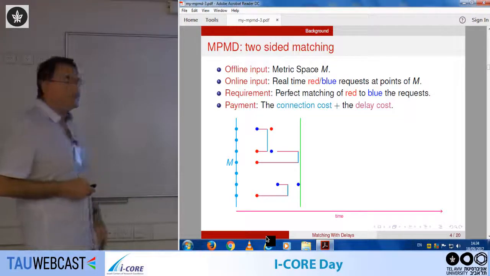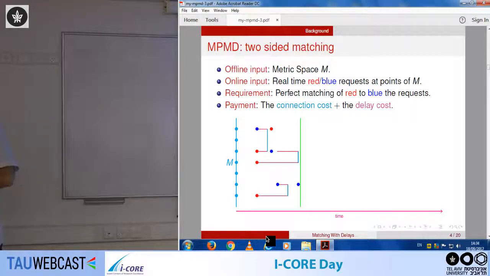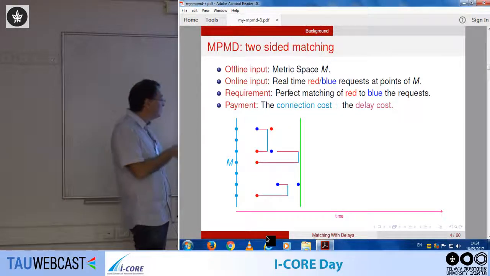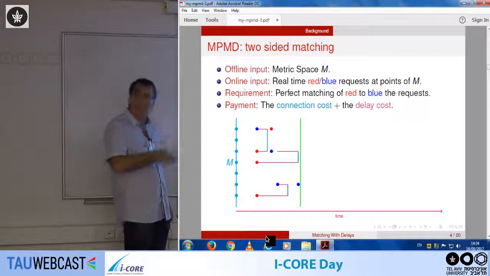So here the real picture should be three-dimensional, right? Because the metric is really Euclidean or something. Yeah, I mean, here it's not a line. Here it's a metric space. It's a metric space.